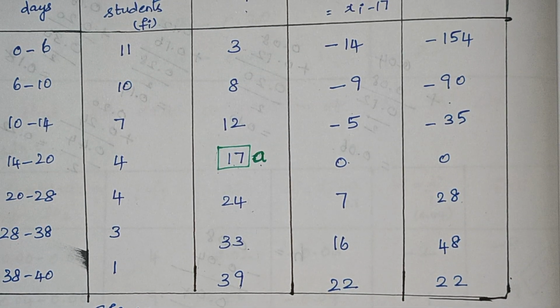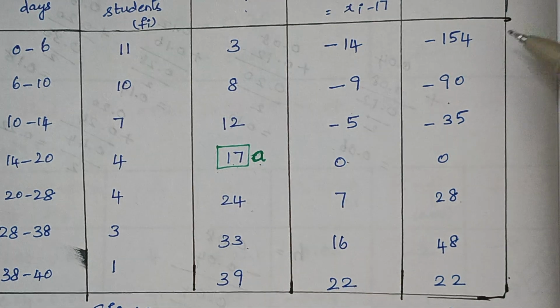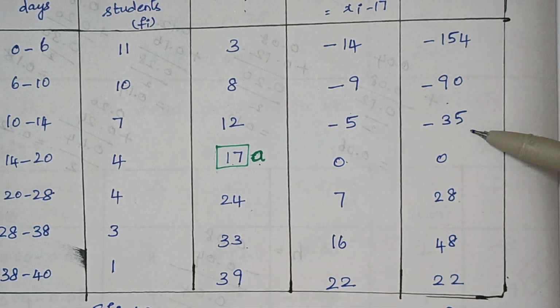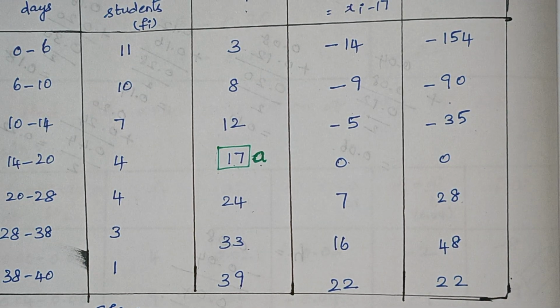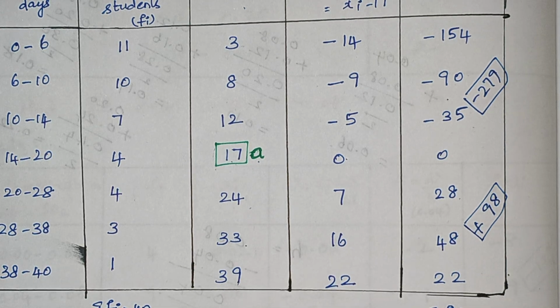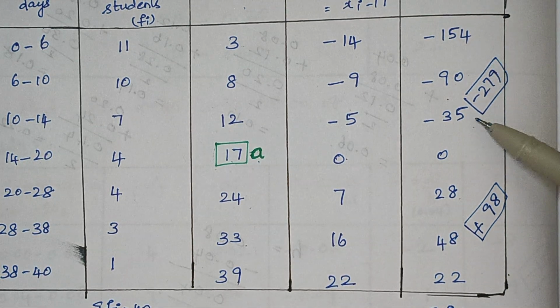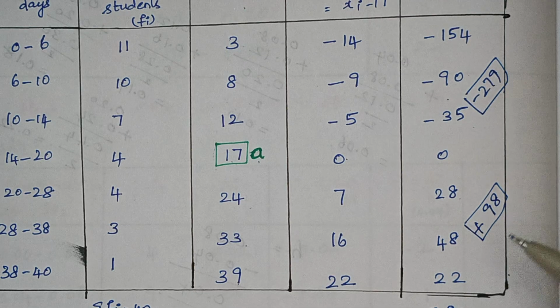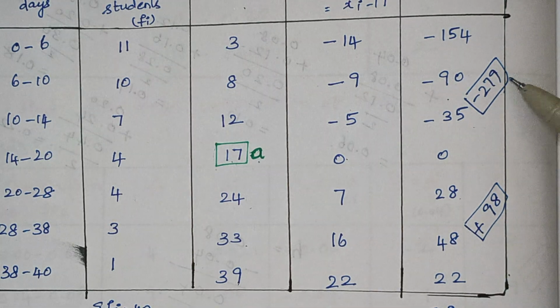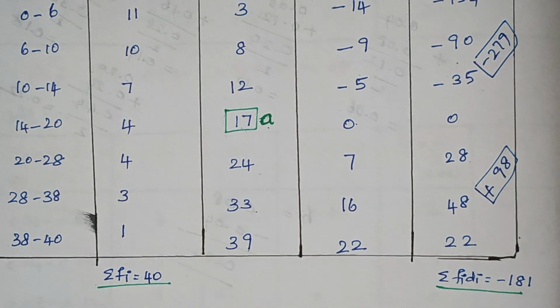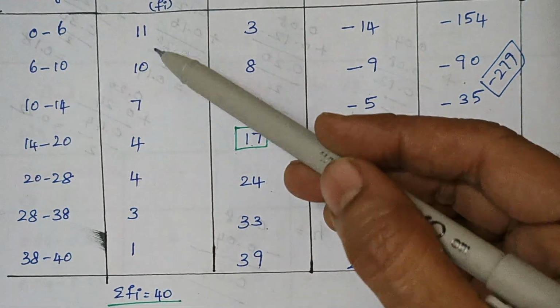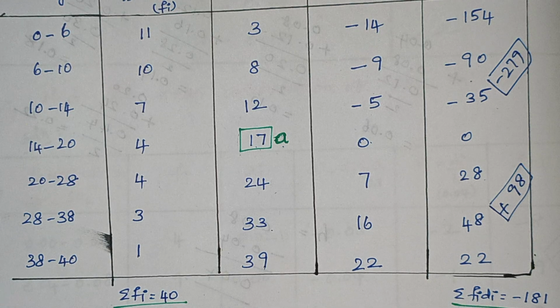Again we have to add and simplify. I believe you people know how to add, right? So you have to add all these negative terms together and all these positive terms together. When you add all these numbers, you get minus 279, and here it is plus 98. So when you subtract, we get the answer as minus 181. And the summation of Fi, when you add all these terms, is 40.